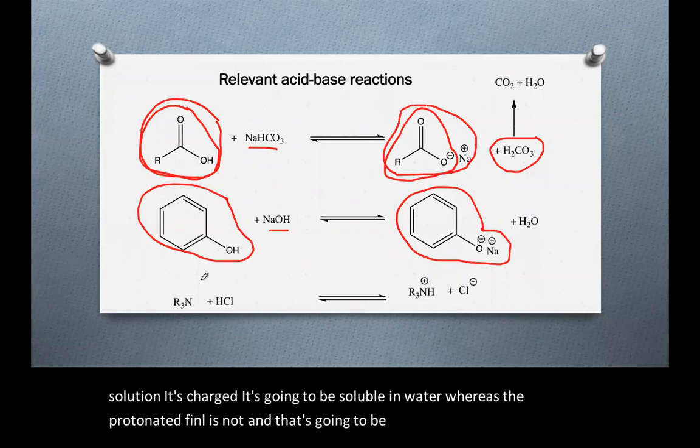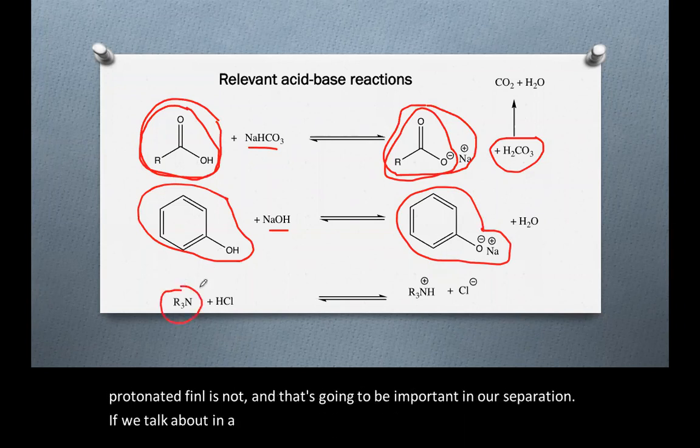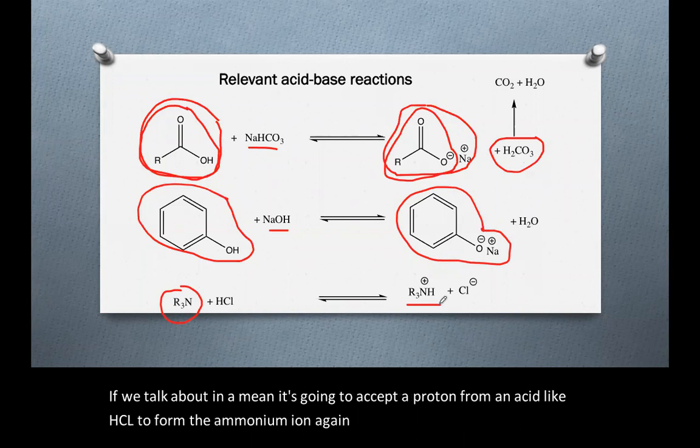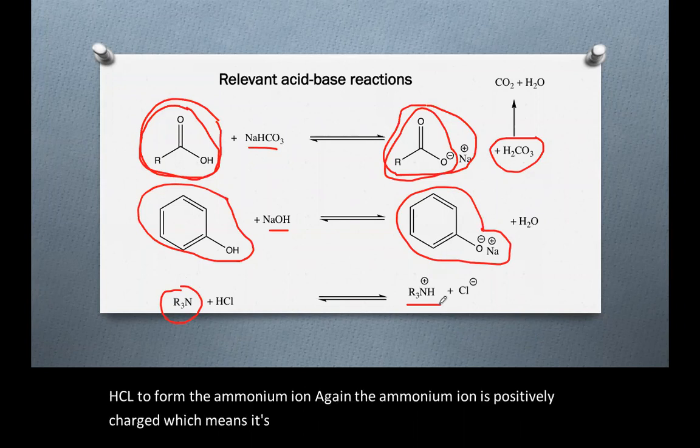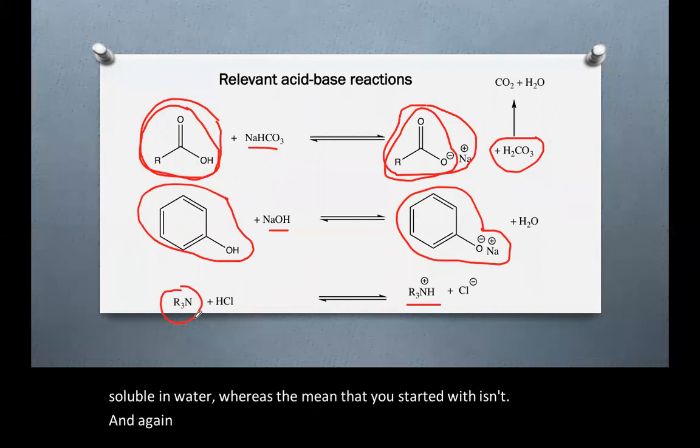and that's going to be important in our separation. If we talk about an amine, it's going to accept a proton from an acid like HCl to form the ammonium ion. Again, the ammonium ion is positively charged, which means it's going to be an ionic species. It's going to be soluble in water, whereas the amine that you started with isn't. And again, that's going to be important in the purification protocol.